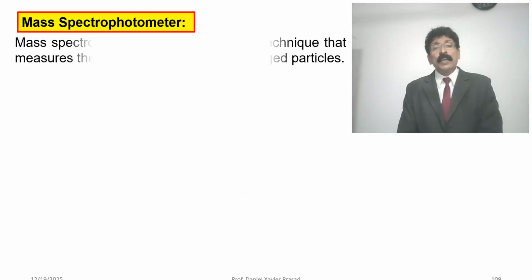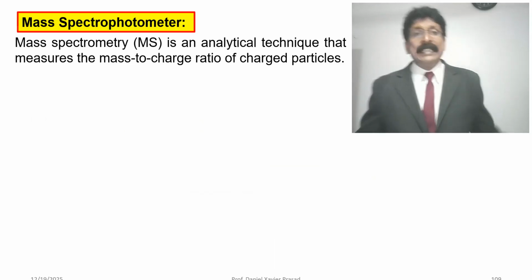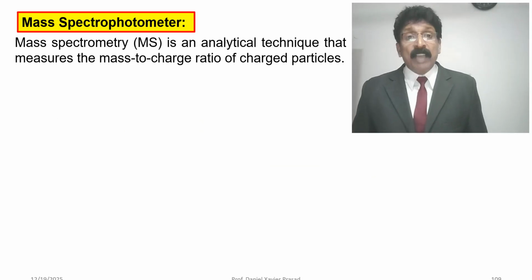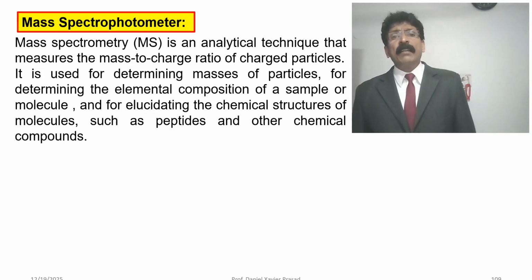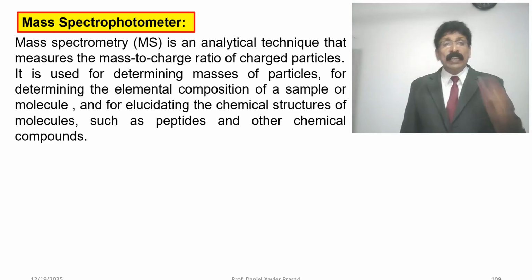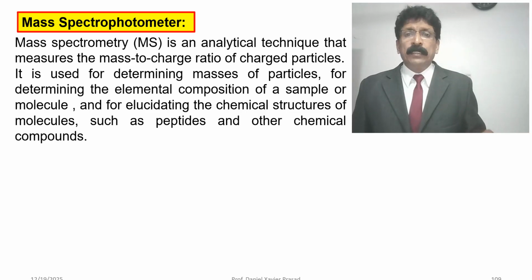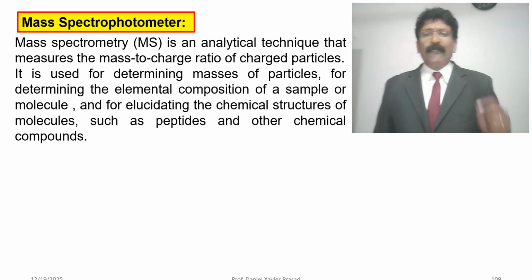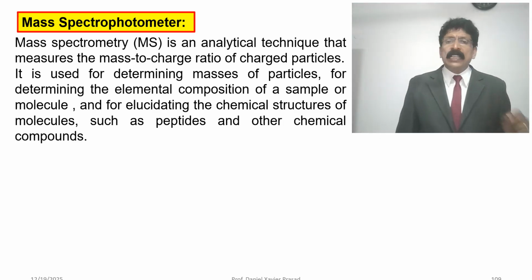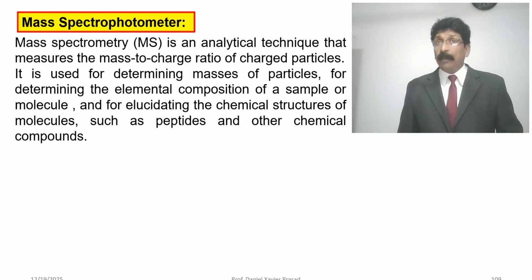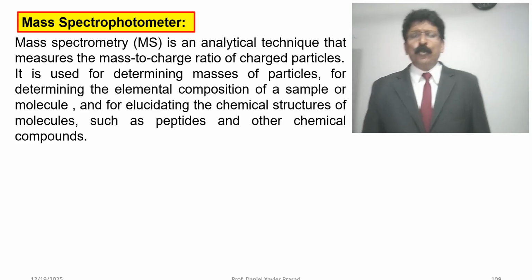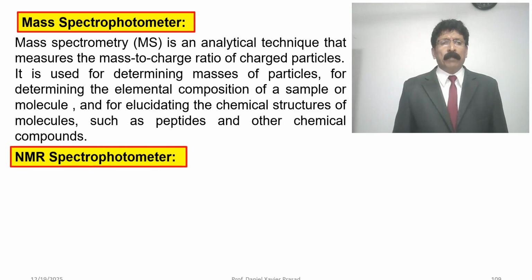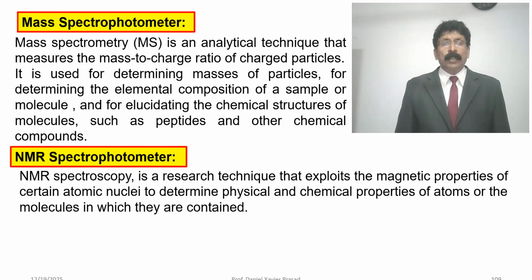Mass spectrometry. Mass spectrometry, MS, is an analytical technique that measures the mass-to-charge ratio of charged particles. It is used to determine masses of the particles, for determining the elemental composition of a sample or molecule, and for elucidating the chemical structure of molecules such as peptides and other chemical compounds. It will give you daughter ions, and those ions can give you the mass of the particular element.